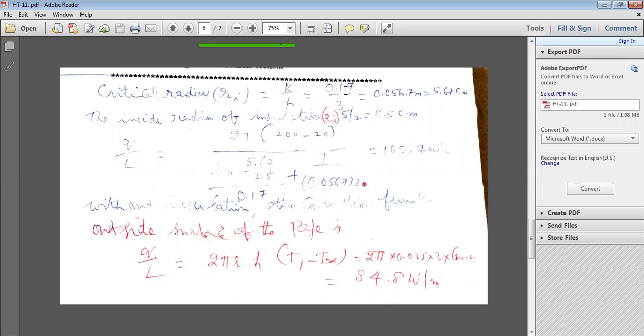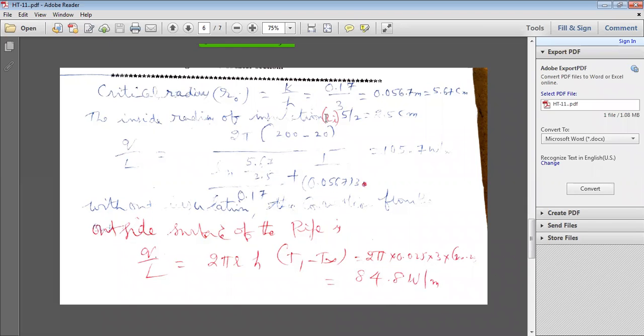K is the thermal conductivity of the insulating material, asbestos, that is given as 0.17, divided by the outside convective environment heat transfer coefficient h, which is 3. From this, R_o is equal to 0.0567 meters. Generally, that is a small value, that's why it is converted into centimeters or millimeters. If you convert to centimeters, 5.67 centimeters.